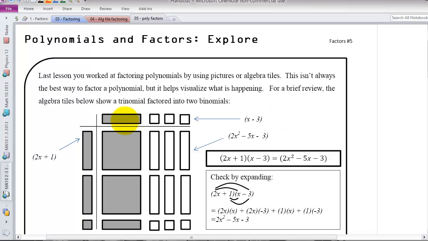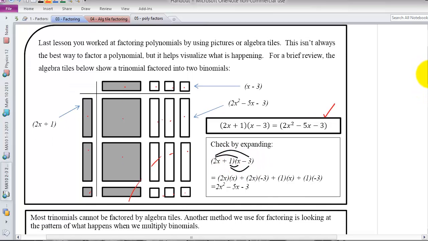In this particular case we used algebra tiles to show that x minus 3 multiplied by 2x plus 1 equals 2x squared minus 5x minus 3. So that's what this is showing here. And we can always check what we think it is by expanding our two binomials again. So that's a review of the algebra tiles.